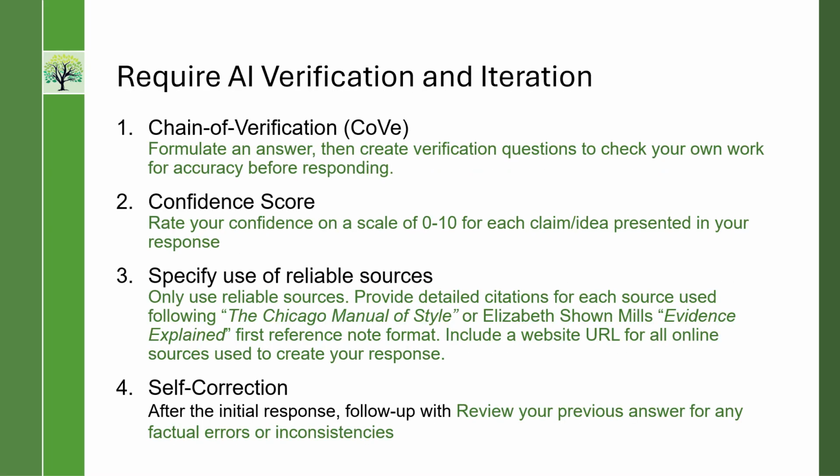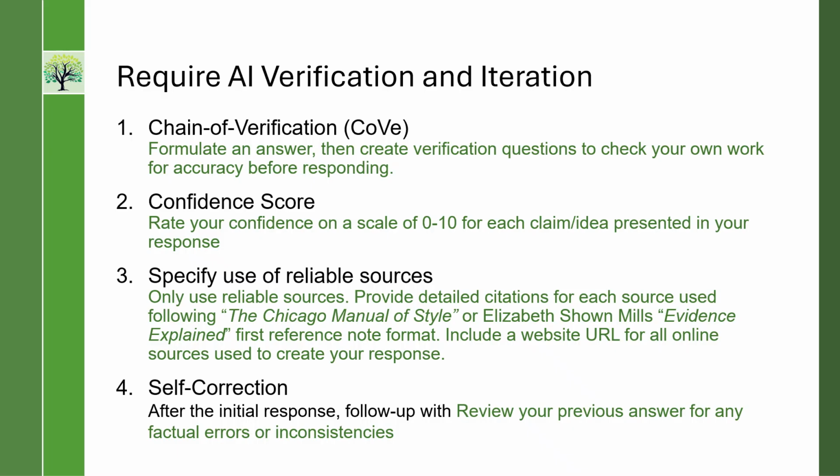And then verification and iteration, chain of verification. Here's another phrase you can use: formulate an answer, then create verification questions to check your own work for accuracy before responding. I love that one. I use that one. Ask it to check itself. Rate your confidence on a scale. It did this one automatically for me, probably because it's tired of hearing me ask for it. But rate your confidence on a scale of 0 to 10 for each claim or idea.